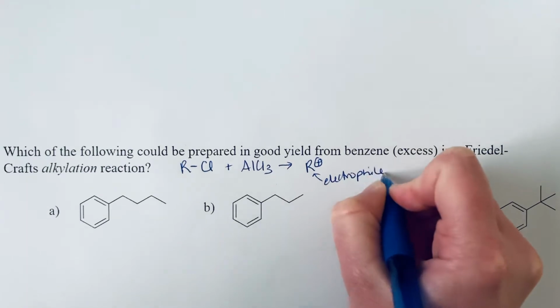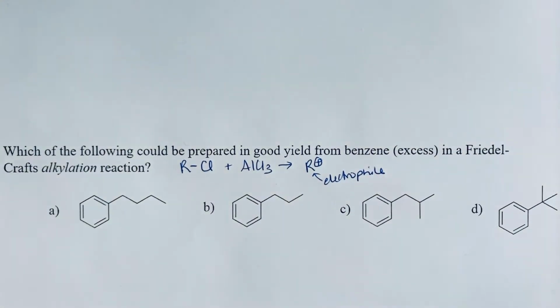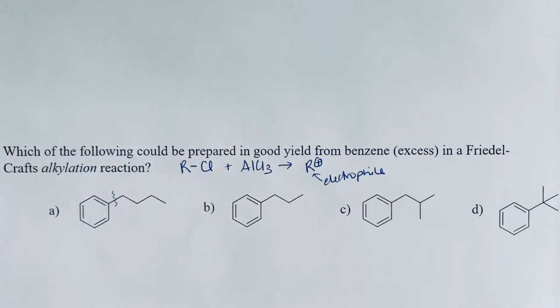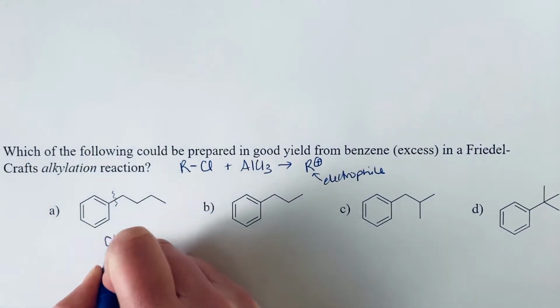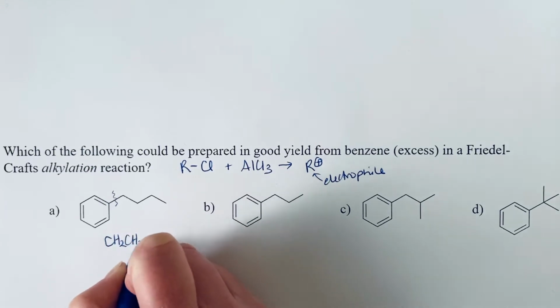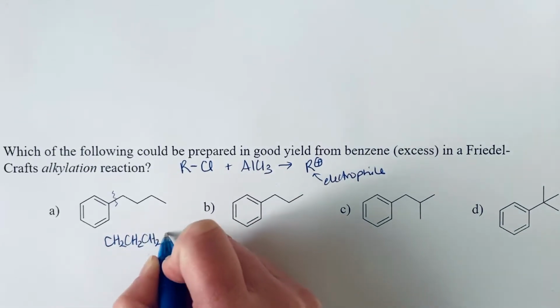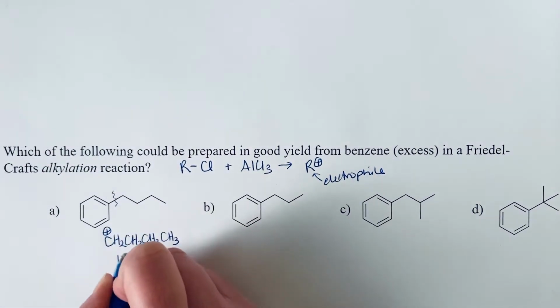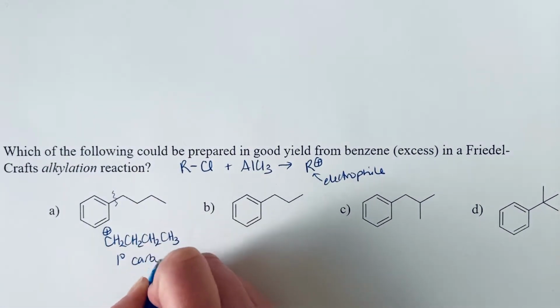And so what this question is really getting at is the stability of a carbocation. For each of these, to determine if we could actually make it in good yield, we want to sever that bond to the benzene ring and think about what carbocation would be required to make this molecule. So if we look here in A, in order to add that straight 4-carbon chain, we would have to start with a primary carbocation.